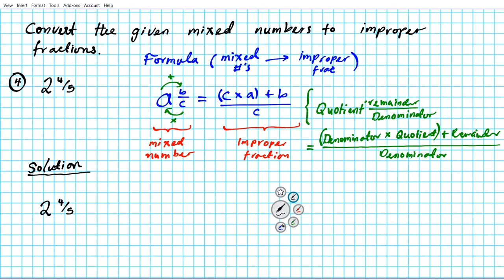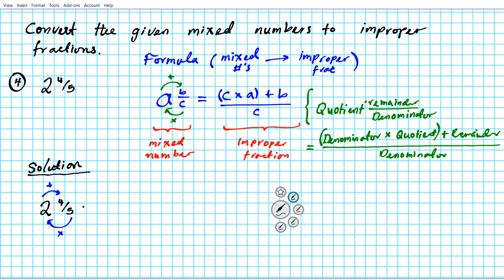How do we do this? Follow the formula closely, okay? What you do is you take the denominator and multiply it by the whole number, okay? So we have the denominator of 5 multiplied by 2, and then you're going to add the remainder to it, okay?